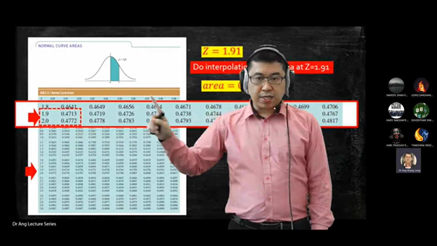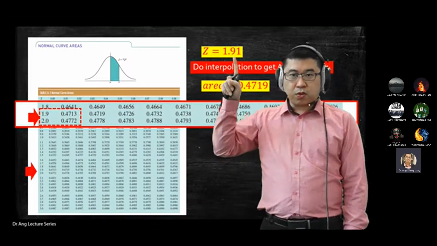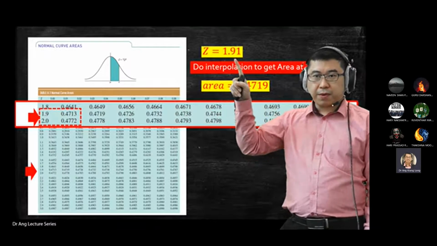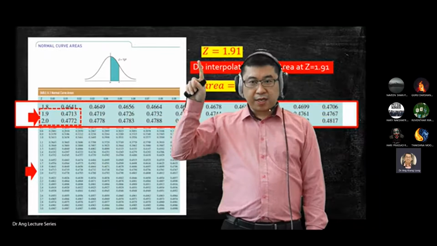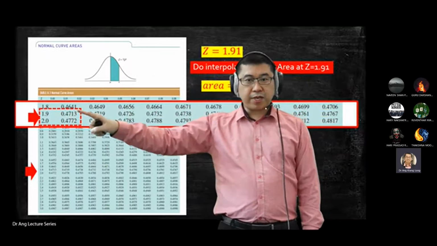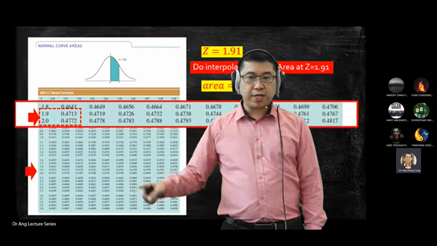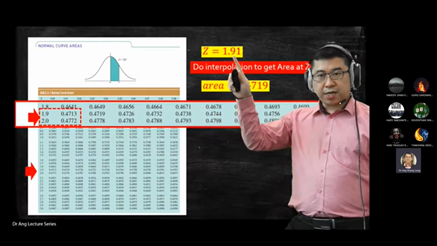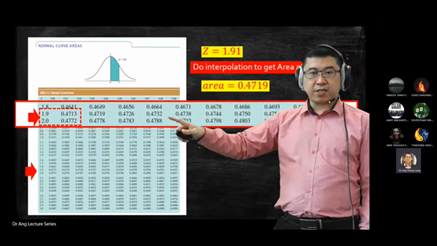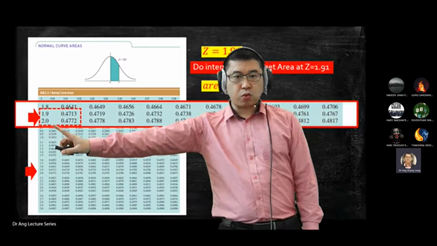Okay, so this is the area that you get when your Z equals 1.91. Yeah? In the exam, if your Z is 1.91 and you give me the area value 0.4713, I give you a wrong answer. The question asks you for 1.91, which is not 1.9, yeah? And it's not even 2.